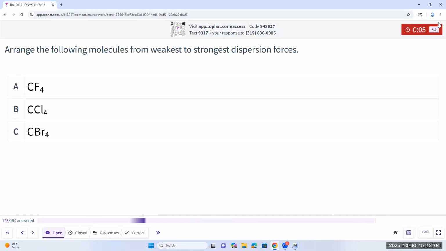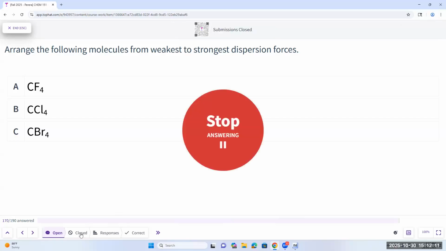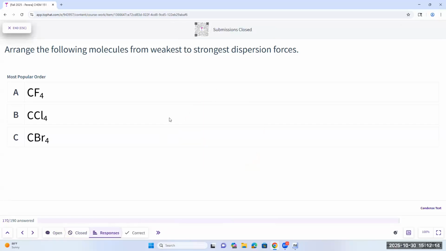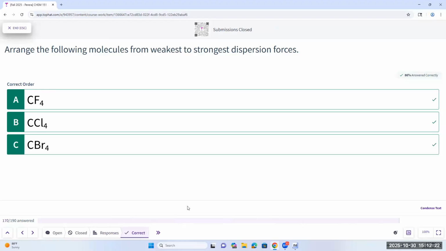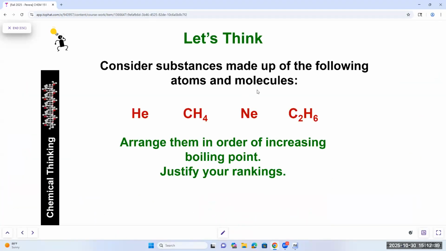All right, this question is done. Let me discuss this really quickly, and then we can talk about the other one. Please pay attention for 30 more seconds. Most of us picked this as the answer, and that's the correct answer as well, almost 90%. Again, CF4 is the least polarizable. Therefore, it's going to have the weakest dispersion forces. CBr4 is the most polarizable. Therefore, it's going to have the strongest dispersion forces. That's it. Now, moving on to the last question.